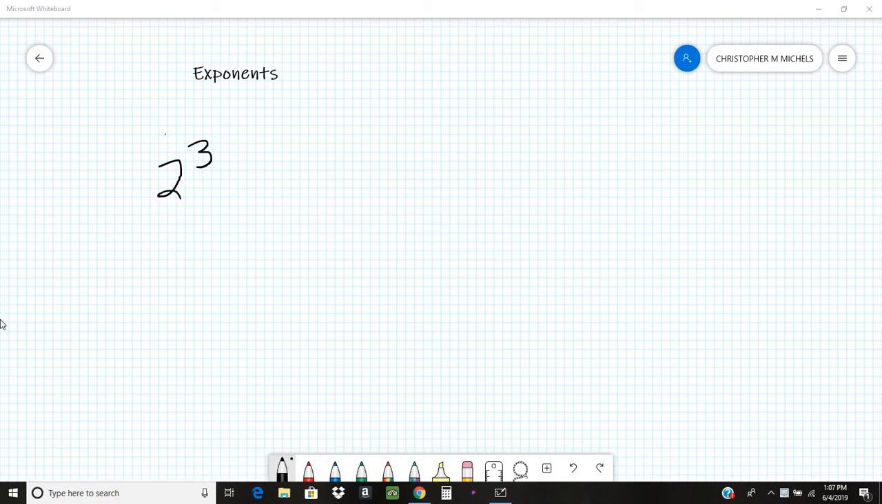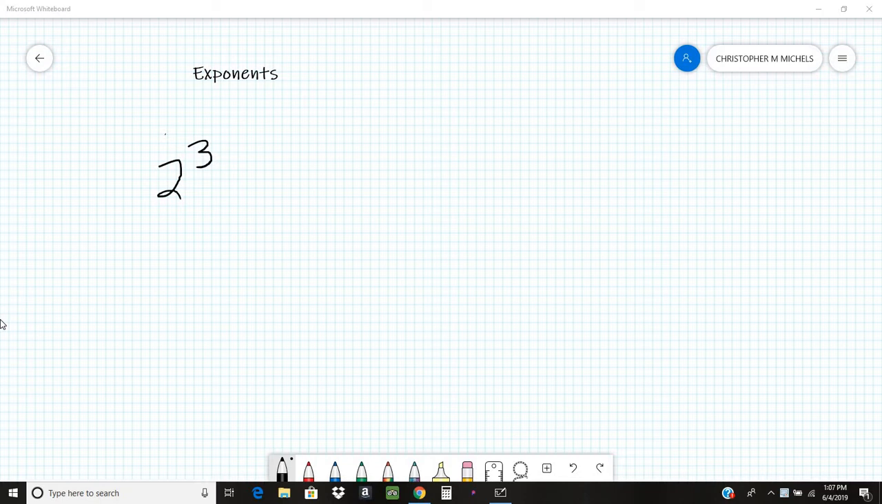About exponents and how they function within the order of operations. Okay, now we're getting to the end of it, so we need the last two pieces of information to get this done, and that would be exponents. In the next video we'll talk about square roots. So an exponent's a pretty simple concept.